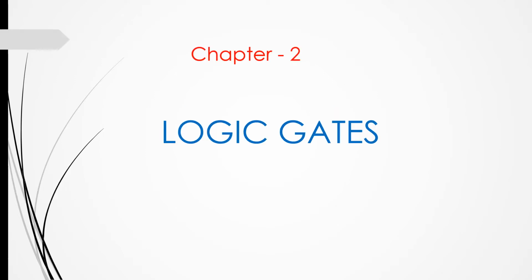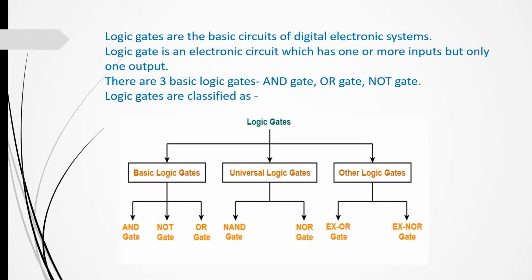In this session we will discuss about logic gates. Logic gates are the basic circuits of digital electronic systems. Logic gate is an electronic circuit which has one or more inputs but only one output. Logic gates can be constructed by using simple switches, diodes or transistors. There are three basic logic gates: AND gate, OR gate and NOT gate.